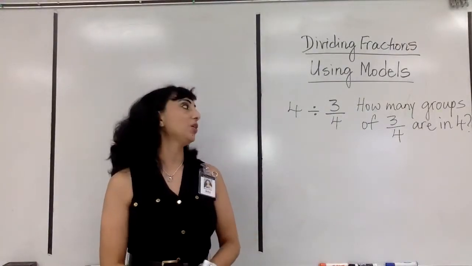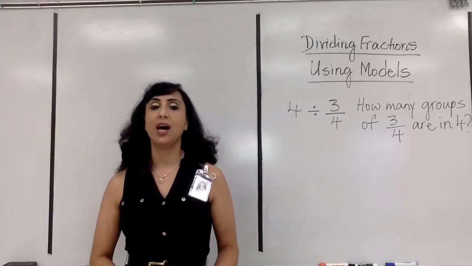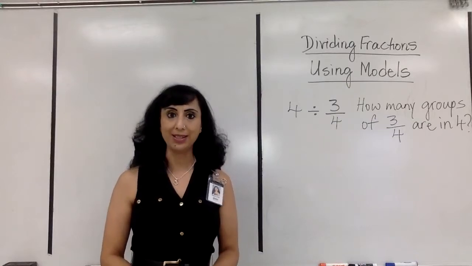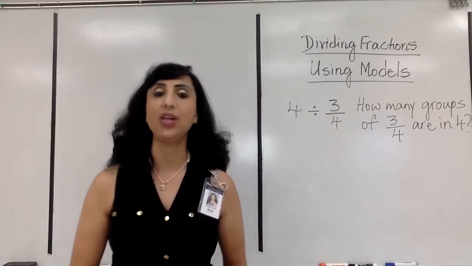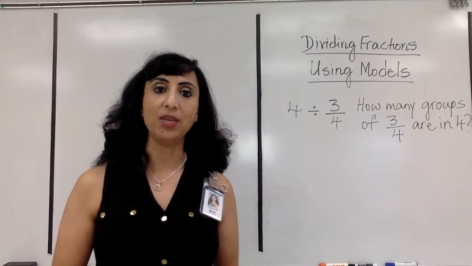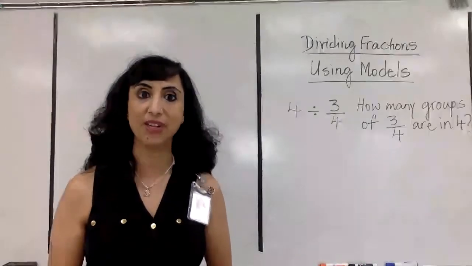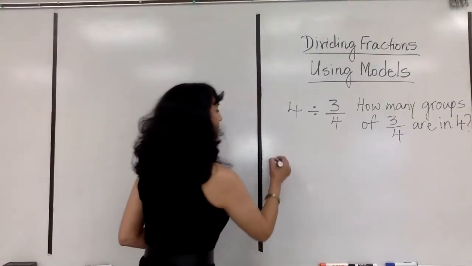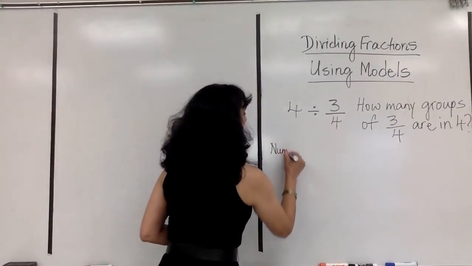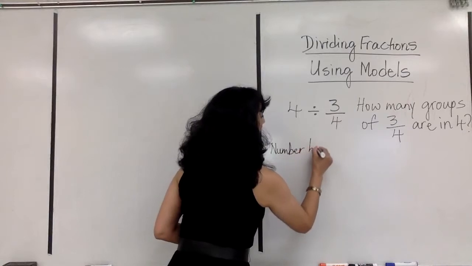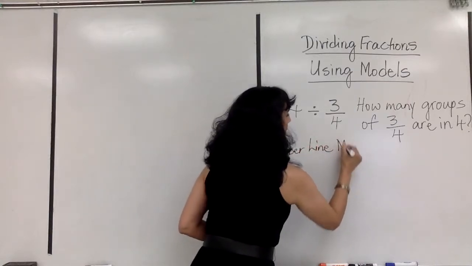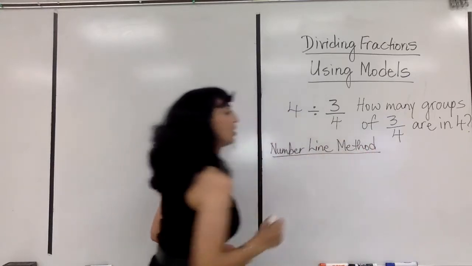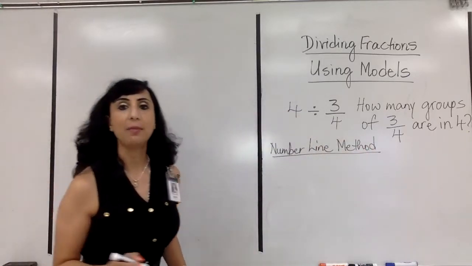So I'm going to show you again the 3 different ways. The number line method, I'm going to show you the circle method, and I am going to show you the rectangular method, and you can choose which one works best for you. Okay, so in the number line method, we are first going to make a number line.